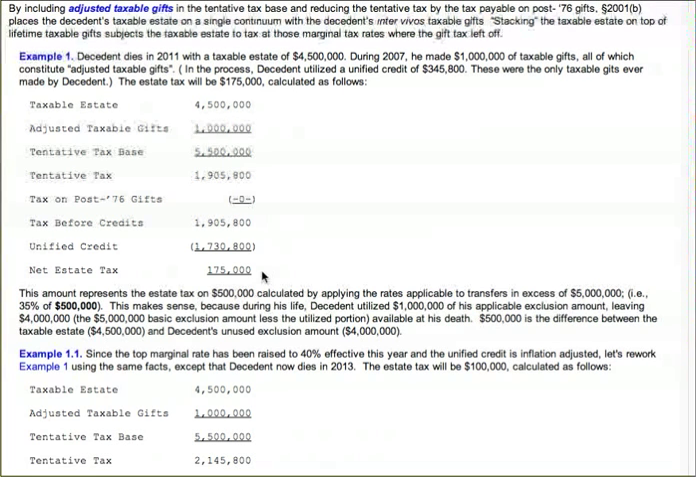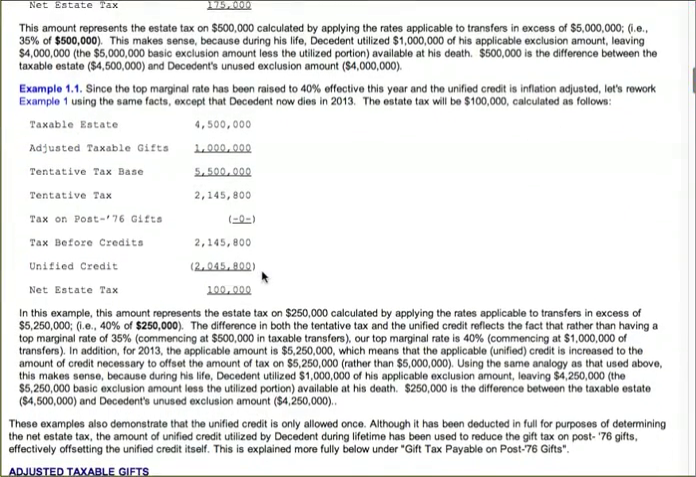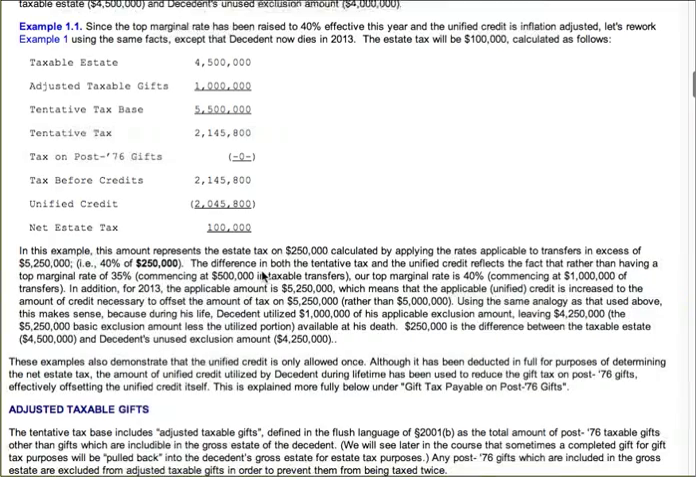So this all makes sense, and you can do the math to make sure that the numbers come out the way they're supposed to, and they will if you've done everything else correctly. So moving on to example 1.1. The facts haven't changed a whole lot, and I'm just trying to get you again used to putting the numbers with the concepts. So we have the same taxable estate and deductions as in example 1.